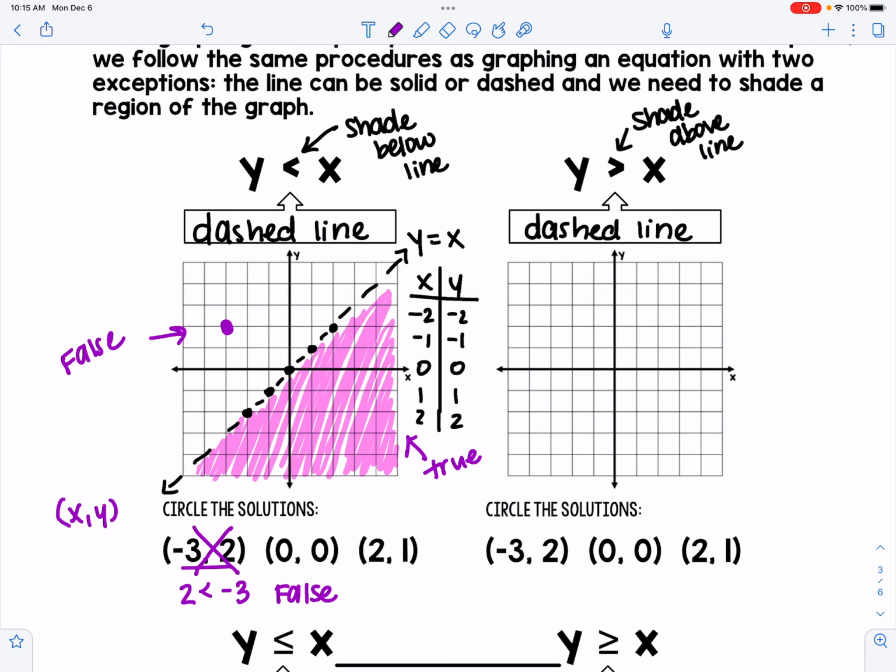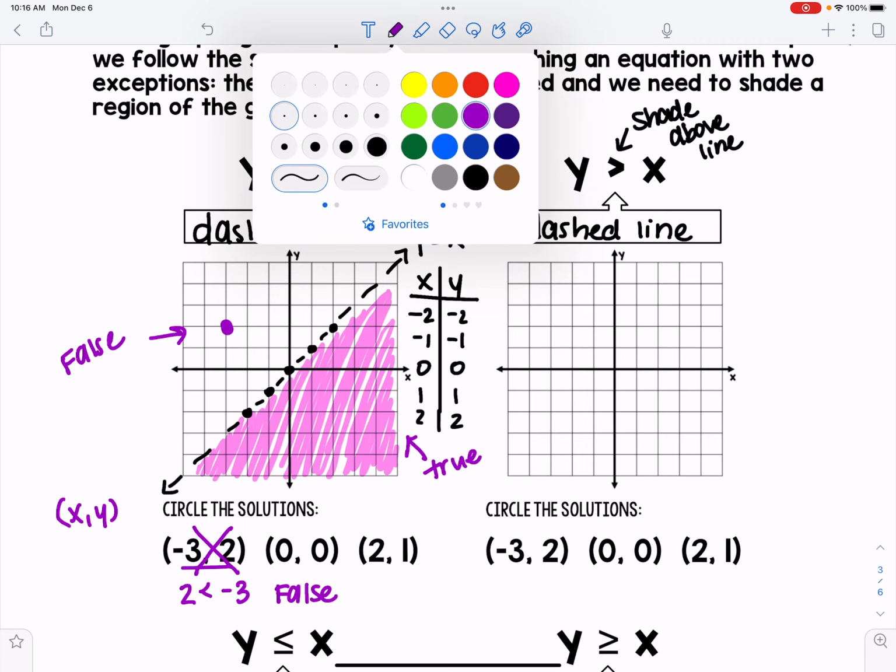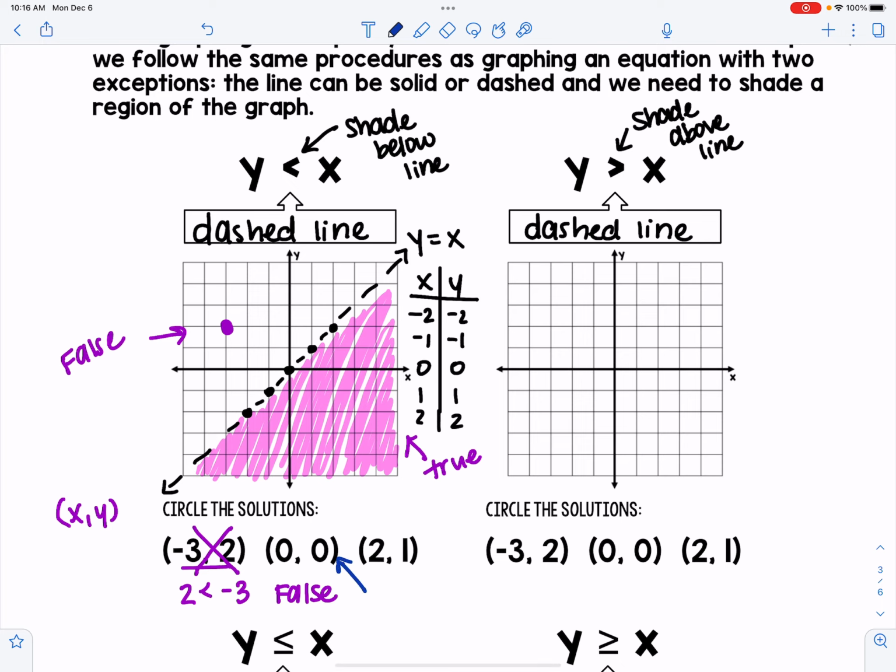All right, next, I'm going to move on to 0, 0. Well, I see 0, 0 is right here. It is on the line as my origin. All right, since it's on that line, and I'll use a different color again. Since 0, 0 is on the line, I'm going to know that since I have a dashed line, whenever I have a dashed line, points on the line are not part of the solution.